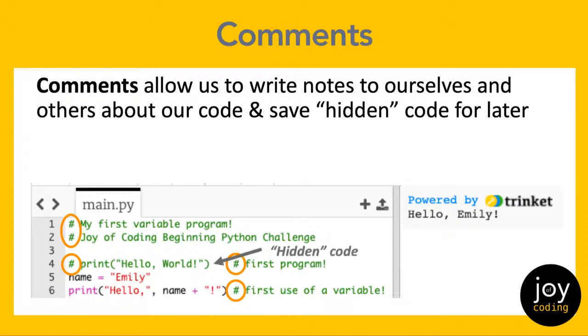On line 4, you can see I'm hiding my code from yesterday. I don't want to lose it, but I don't want it to run anymore, and so I've commented that out. I'm also using comments to leave notes for myself, like, this is my first program and this is my first use of a variable.